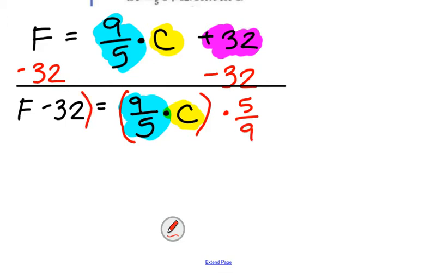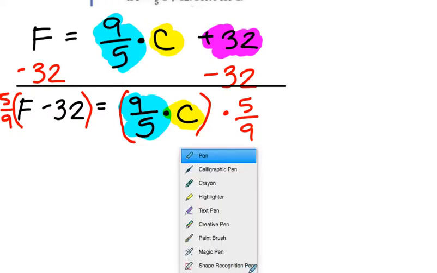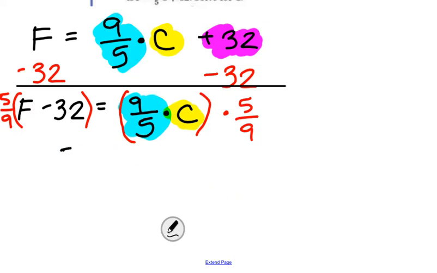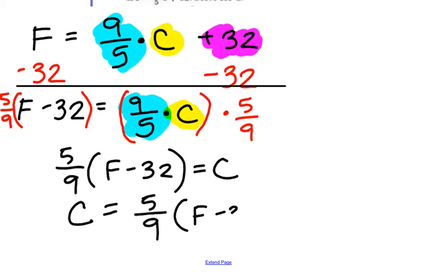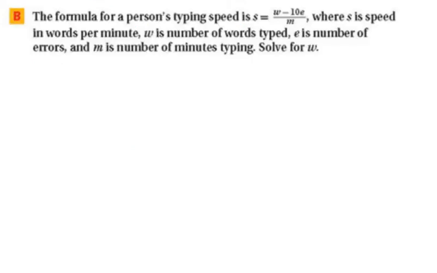And we need to multiply the left side also by 5/9. So therefore, same thing goes. Now we have solved for C. 5/9 times (F minus 32) will equal C. You can also rewrite this as C equals 5/9 times (F minus 32), and the parentheses are very important. Let's take a look at our final example, or one of our final examples.